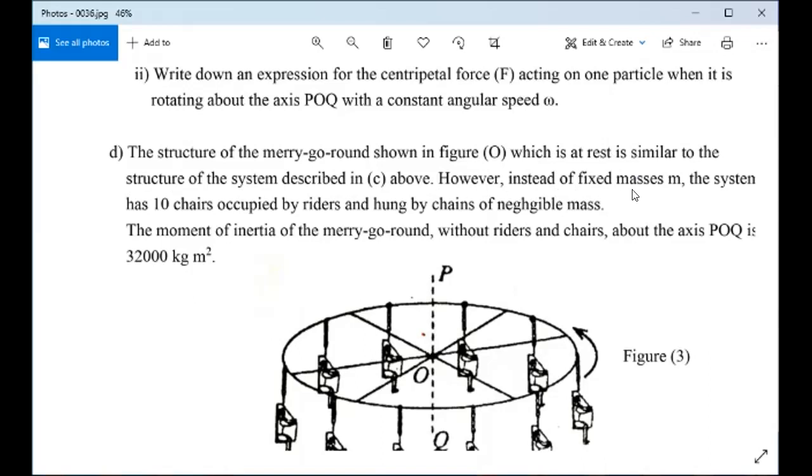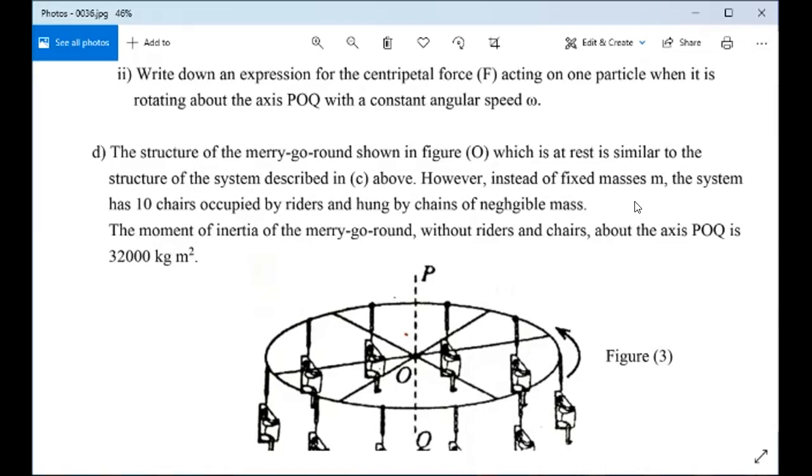However, instead of a fixed mass M, the system has 10 chairs occupied by riders and hung by chains of negligible mass. There is a chair, a man is sitting on it. There's a chain or a wire which is connected to the rotating ring. They have said the mass of the chain can be neglected.